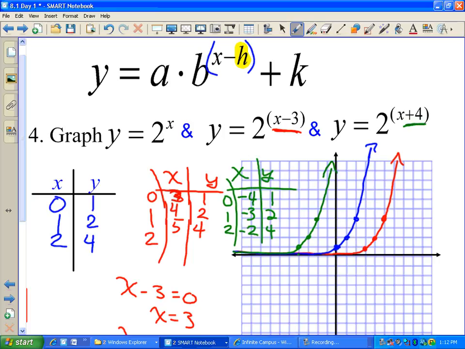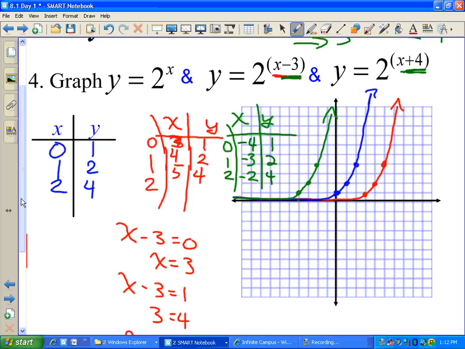Remember, inside the parentheses, I need to do the opposite. So an x plus 4 tells me to go left 4. An x minus 3 tells me to go right 3. Questions on this? Do you remember seeing this a couple times before? Just with different equations, the h and the k and the a really don't do much different, but there's a few discrepancies.